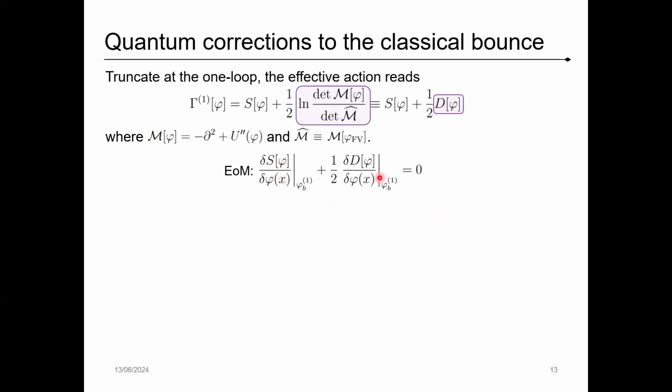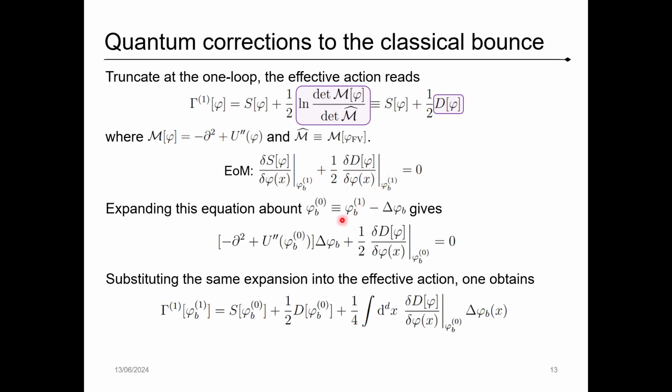This equation is actually not easy to solve. One simple way is that we can expand this one-loop bounce around the classical bounce, and then obtain the equation of motion for delta phi, the difference between these two things. By ignoring higher-order perturbative terms, you can just evaluate this term at the classical bounce. So this gives you an inhomogeneous differential equation, and we can solve it by the Green's function method.